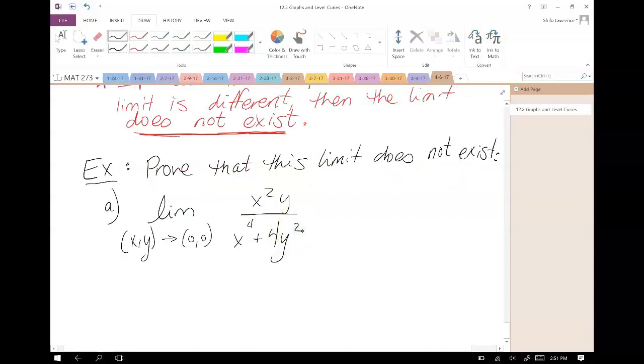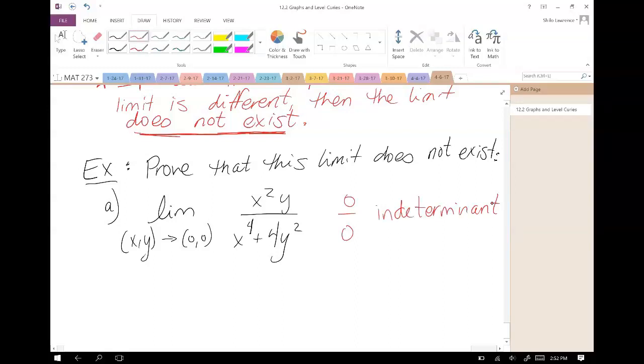We're going to prove that this limit does not exist: the limit as (x, y) approaches (0, 0) of x squared y over x to the 4th plus 4y squared. What do we get if we try direct substitution? We get 0 over 0, which is indeterminate.